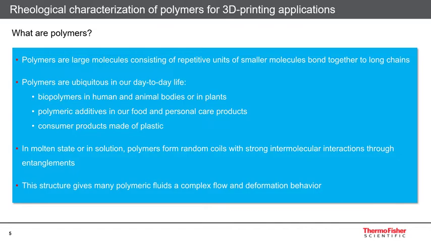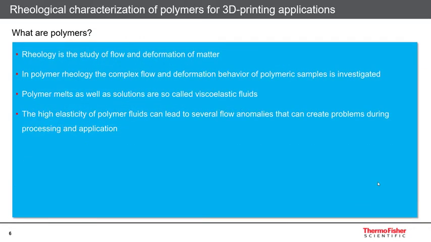When polymers are in a molten state or dissolved in a liquid, they form random coil-like shapes and build very strong intermolecular interactions through entanglements. This three-dimensional network gives many polymer-based liquids and semisolids a quite complex flow and deformation behavior. And the characterization and investigation of this complex behavior can be carried out by means of rheological measurements.